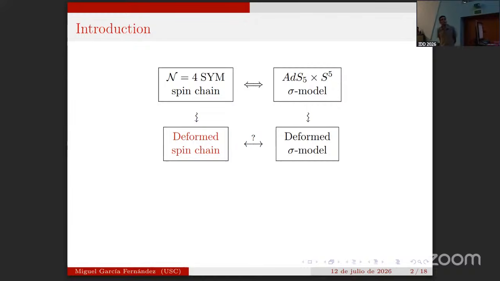Now, there's been a lot of work in understanding deformations of sigma models, but less is known about deformations of these gauge theories. So in my talk, I want to consider the deformation of the spin chain, with the goal in mind that this deformation of the spin chain should give some information about the deformed gauge theory that is behind it.